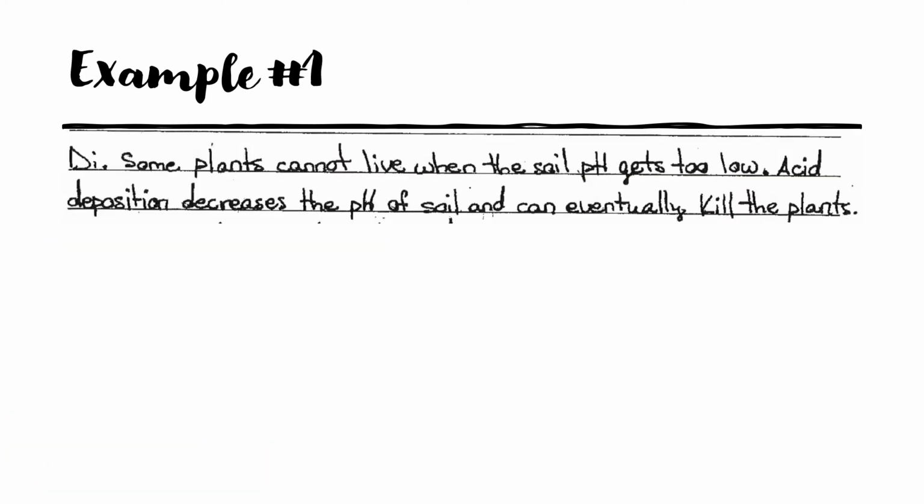Example number 1. Some plants cannot live when the soil pH gets too low. Acid deposition decreases the pH of soil and can eventually kill the plant. So this answer looks good at the first glance. Let's take a look at example number 2 to compare which one is the better answer.